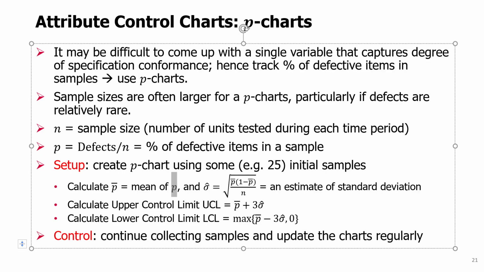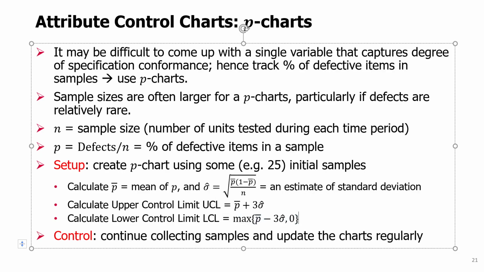And here it's actually quite easy to calculate the standard deviation. Standard deviation is P bar times 1 minus P bar divided by N, and we take the square root of that. Once we have this estimation of standard deviation, we can calculate the upper control limit as P bar plus 3 standard deviations, and the lower control limit, LCL, as P bar minus 3 standard deviations.